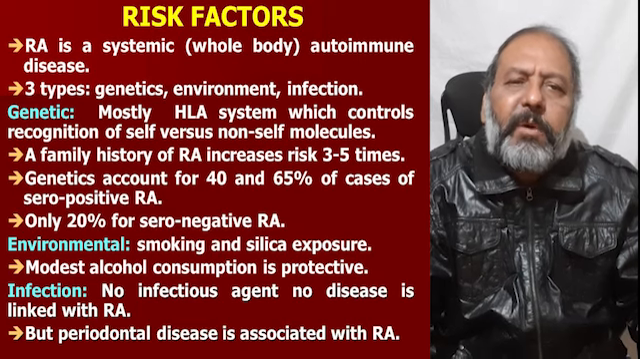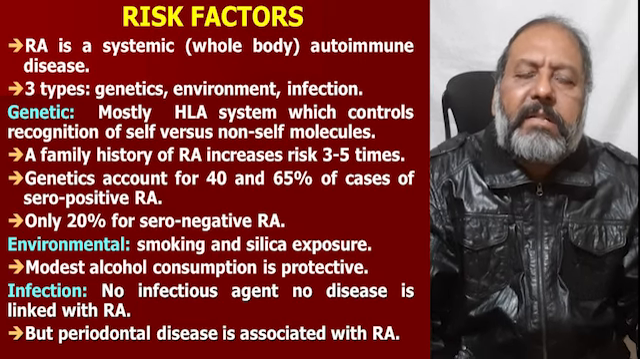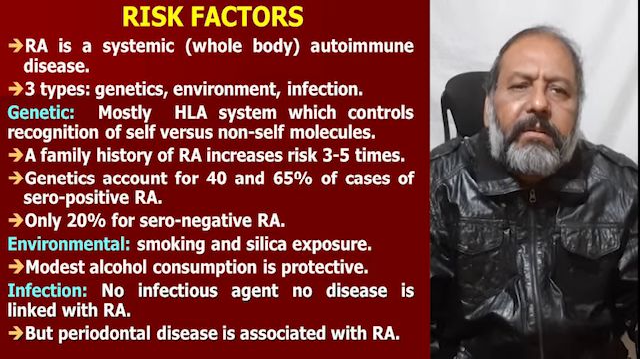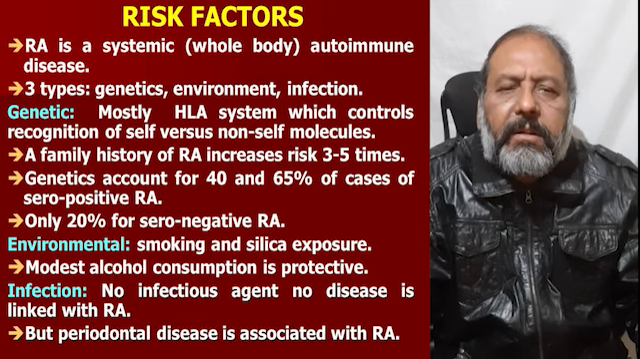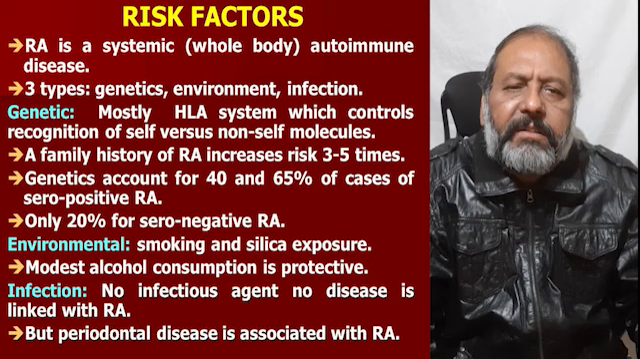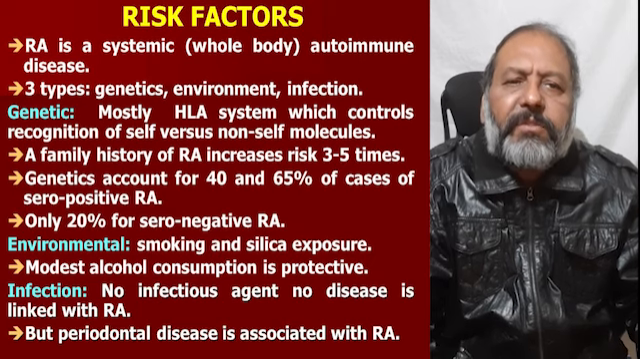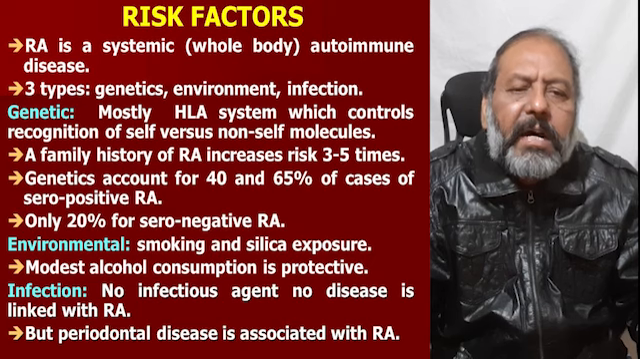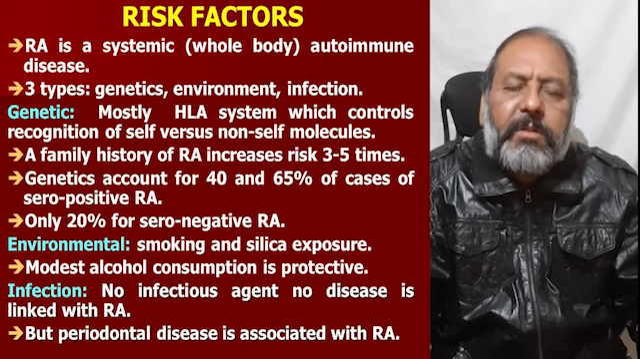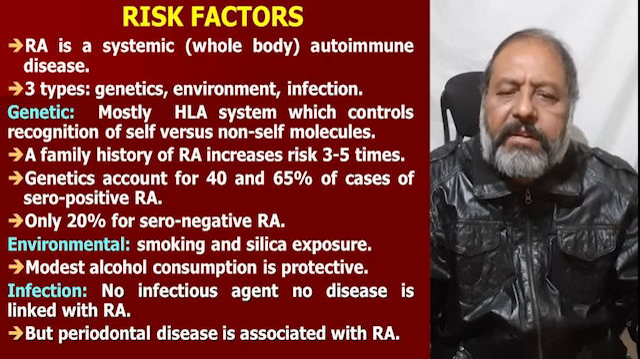The body's own antibodies are not able to recognize the self antigen and consider it a foreign antigen, and they start the inflammation and the reaction. So this is the basis of autoimmune disease. Here in genetics, the system is unable to recognize the self antigen.